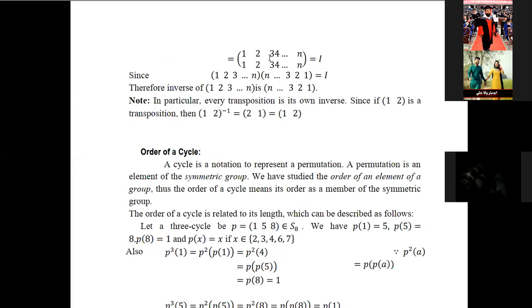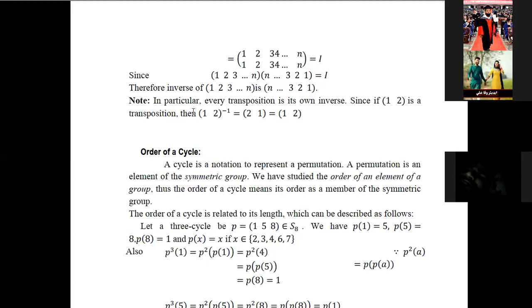Now here is 1, 2, 3, 4 up to n, and it means 1 goes to 2, and its inverse means reverse the order. If you multiply both, it equals identity. Now how do we check whether this inverse of a cycle is correct or not? You multiply alpha, meaning any cycle, with alpha inverse, its inverse cycle. If you multiply them together, you get identity. Therefore the inverse of 1, 2, 3 up to n is n, n minus 1, up to 3, 2 and 1.